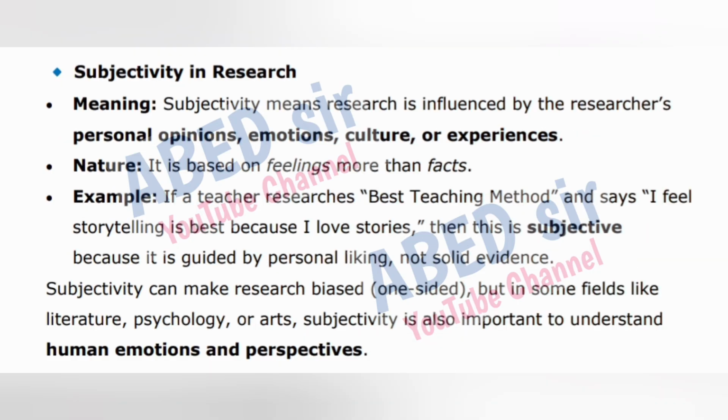Subjectivity in research. Meaning, subjectivity means research is influenced by the researcher's personal opinions, emotions, culture, or experiences. Nature, it is based on feelings more than facts. Example, if a teacher researches best teaching method and says, I feel storytelling is best because I love stories, then this is subjective because it is guided by personal liking, not solid evidence.